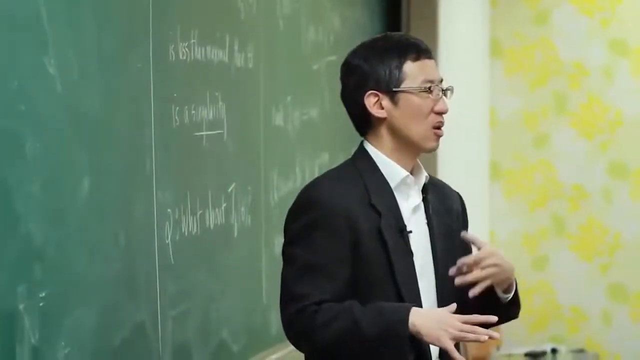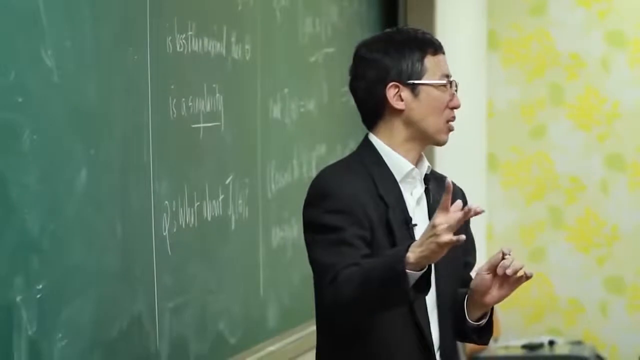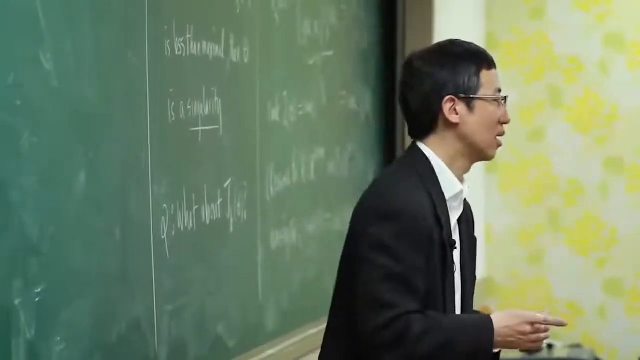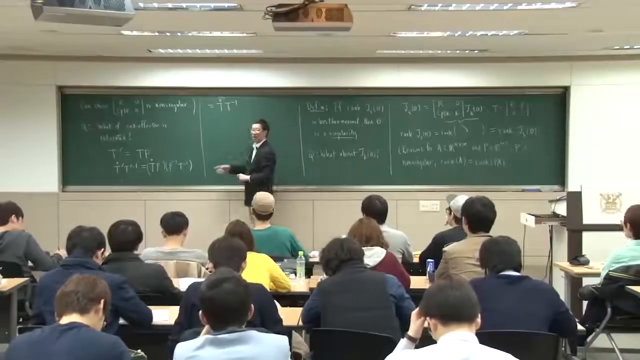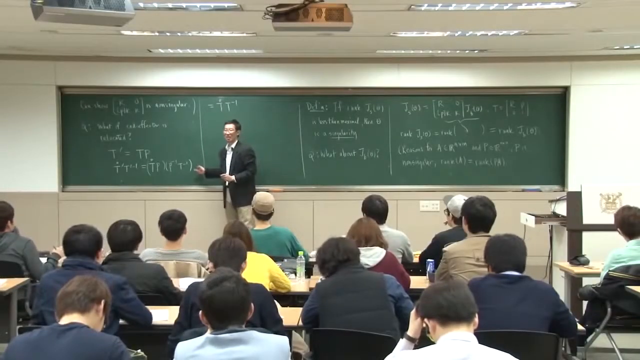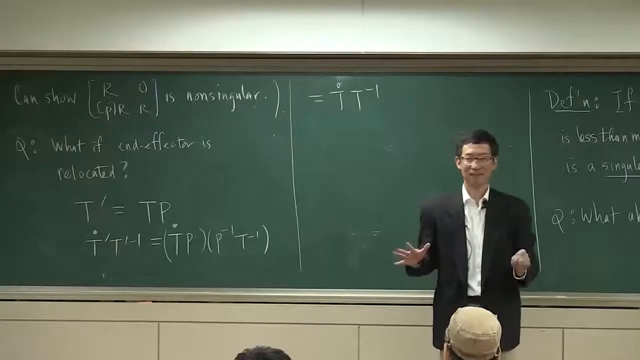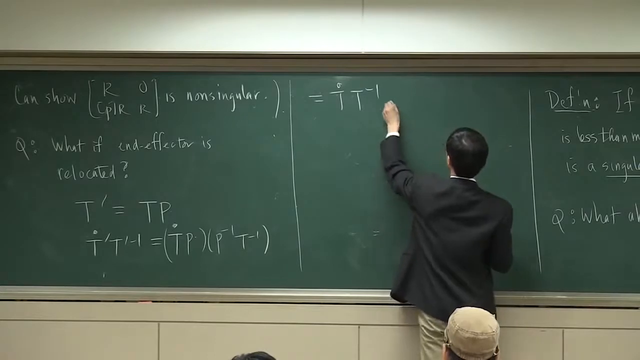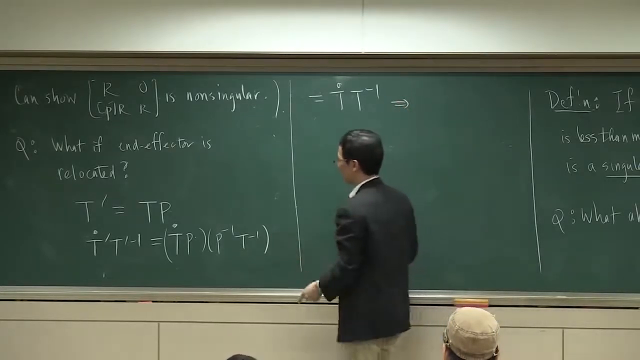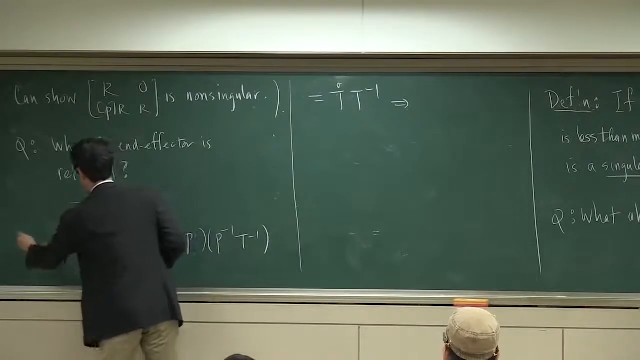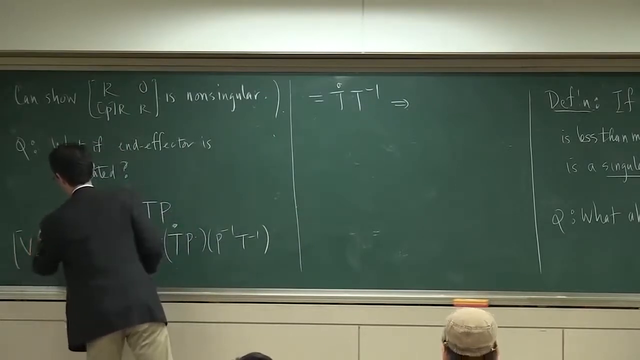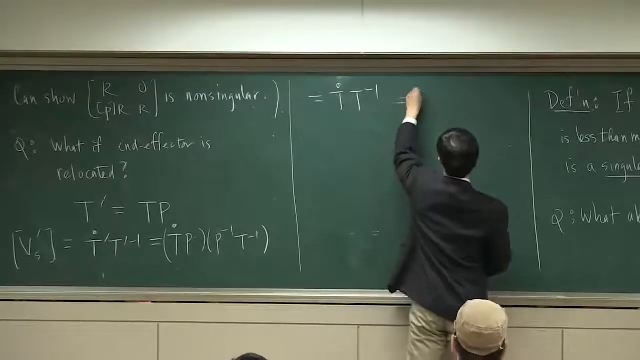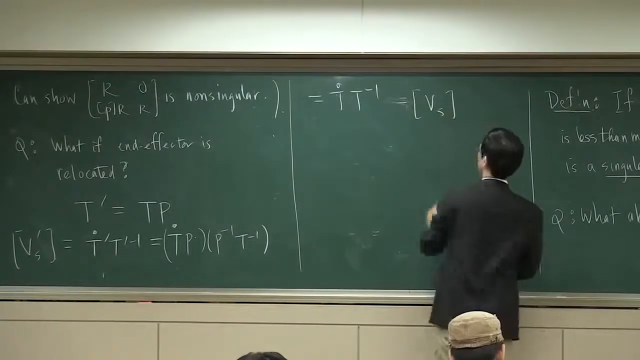So if anybody comes to you and says, hey, I can get rid of that singularity just by moving the end effector to a different part of the robot, you can say, no, you can't. Here's why. So no tricks like that. So this is the same. Let's call this V sub s prime, and this is V sub s. So it's the same.